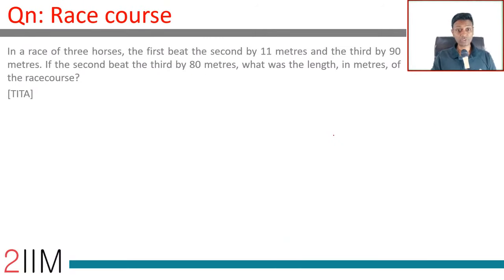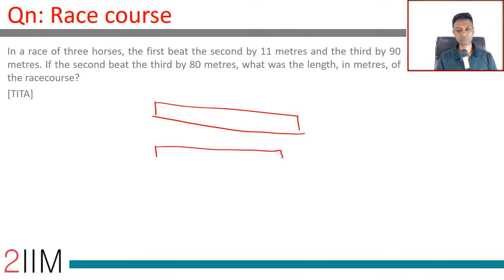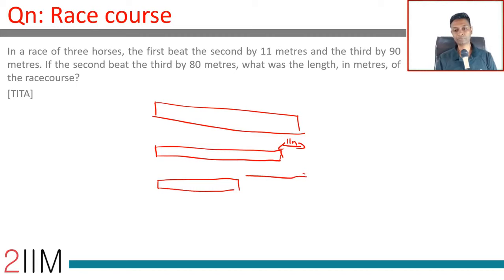In a race of 3 horses, the first beat the second by 11 meters and the third by 90 meters. The first completes the race. Second loses by 11 meters. The third loses by 90 meters. The second beat the third by 80 meters. Wonderful. The second beat the third by 80 meters. So the first, A, B, C.